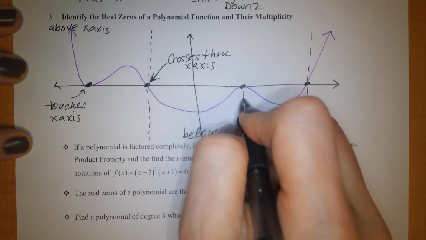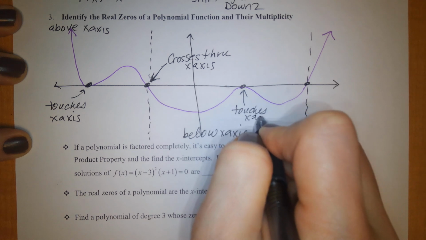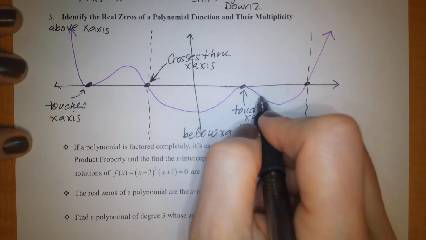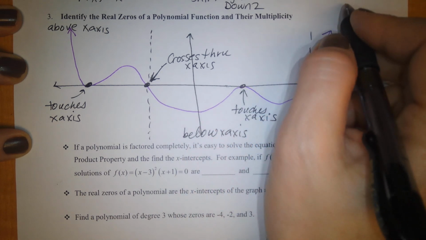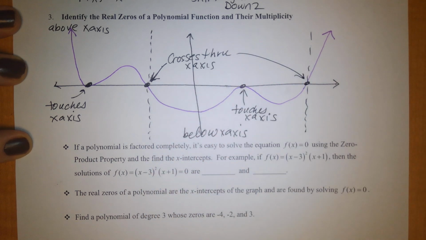At this point, it also touches the x-axis, and then it goes up to infinity, and at this point it crosses through the x-axis one more time. And all of this information is important as we start talking about multiplicity and how to find the zeros of a function.